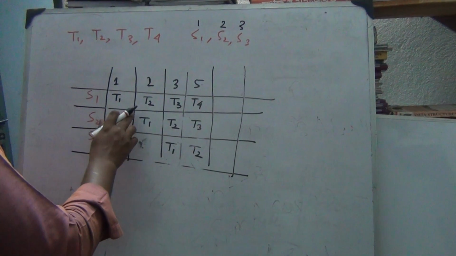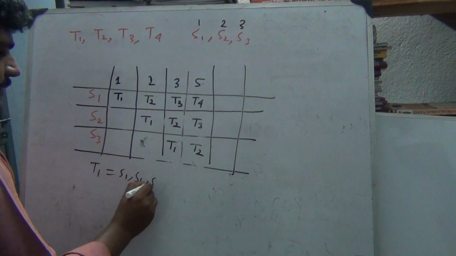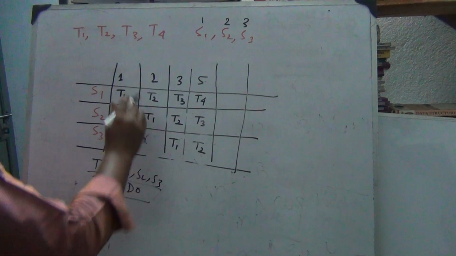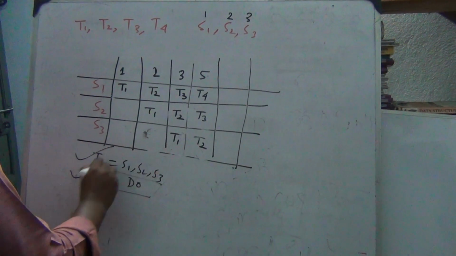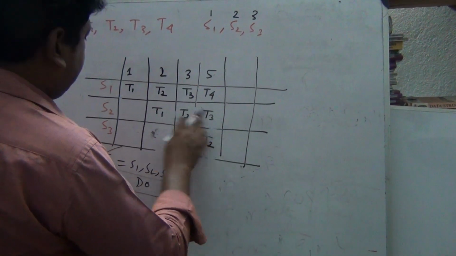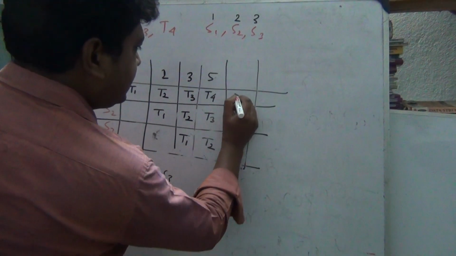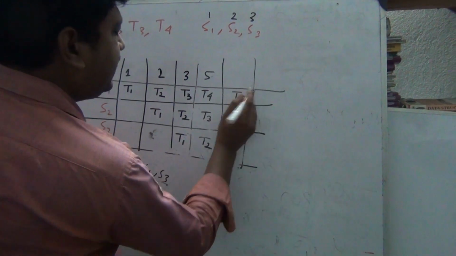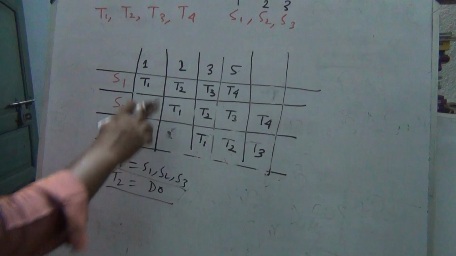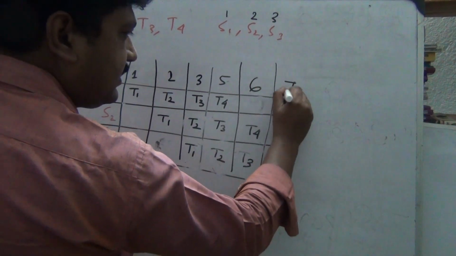T1 has passed through S1, S2, S3, and T2 has passed too, so we do not have to worry about these. These are done. Now T3 is coming to the second stage, so it will come to the third stage. T4 will come to the second stage, and here is T5. But T5 is not required because we were doing it for T4 only. So T3 is completed, and here is T4. This is 6, this is 7.